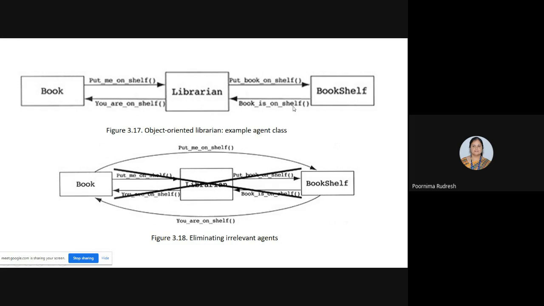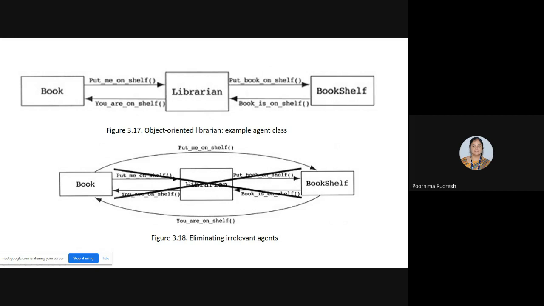Whether the book class has to initiate the message or the bookshelf has to initiate the message, because bookshelf is using the message "you are on shelf," and book is using "put me on shelf," right? If this is the case, then which class has to initiate the message? That cannot be solved. Why? Based on the requirement or the existing situation, either the book will initiate the message or the bookshelf will initiate the message. Okay, understood.